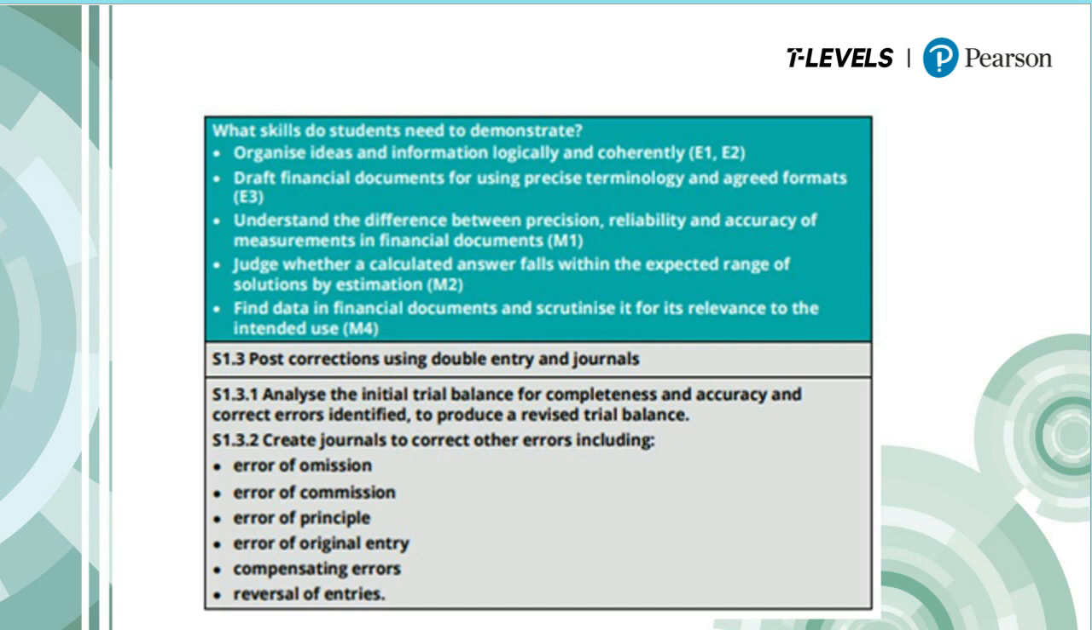You can see at the top the green box, including the skills from the general competency framework that your students need to be able to demonstrate. And then again, the reference to the different skills. We've got English skills and math skills there because we've got E and M. And then we've got the specialist skills. In this case, we've got S1.3, post-correction using double entry and journals. And then again, that's broken down into sub-skills. So then you can see from the sub-skills exactly the things that your learners will need to demonstrate in their occupational specialism to be able to show competency.